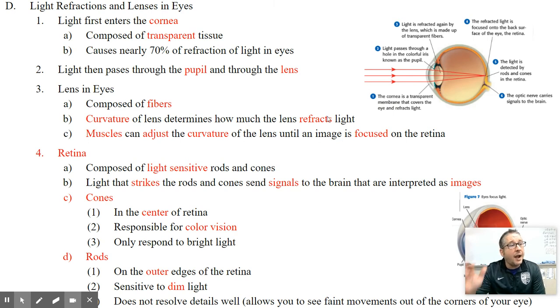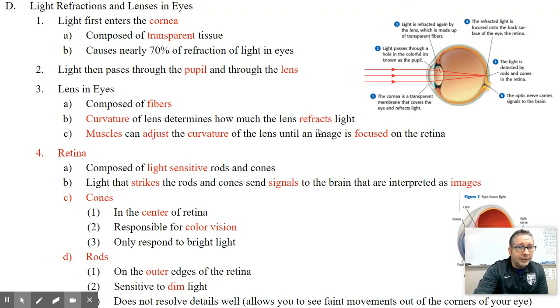The lens in your eyes is composed of fibers. The curvature of the lens depends on how much the lens refracts light, and muscles can adjust the curvature of the lens until an image is focused on the retina. And that's kind of where sight issues can occur, is those muscles either aren't working appropriately or effectively. They could be strained. And so they're not having enough ability to adjust the curvature of that light, so then things appear blurry to you.